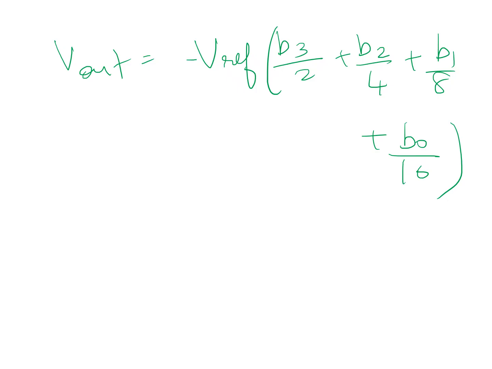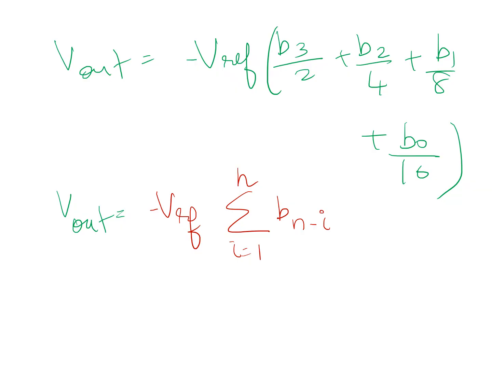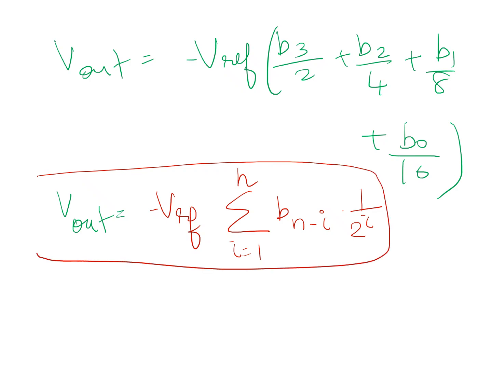For a general n-bit R to 2R ladder, we can write the output expression as V output is equal to minus V reference sigma i equals 1 to n of B(n minus i) times 1 by 2 to the power of i. This is the expression of the R to 2R ladder network. We will try to solve one problem.